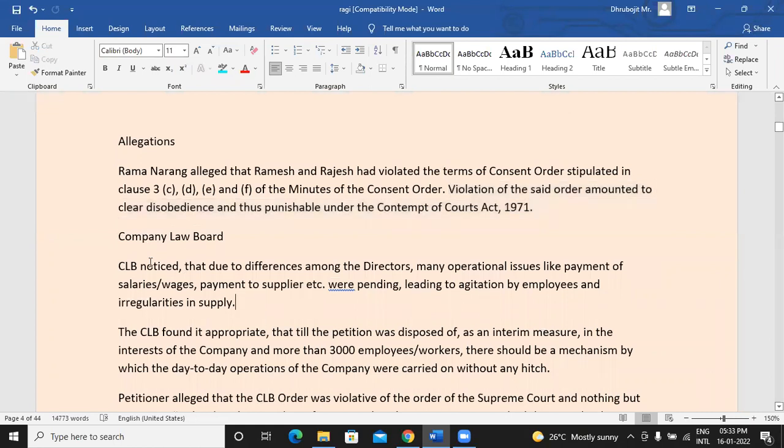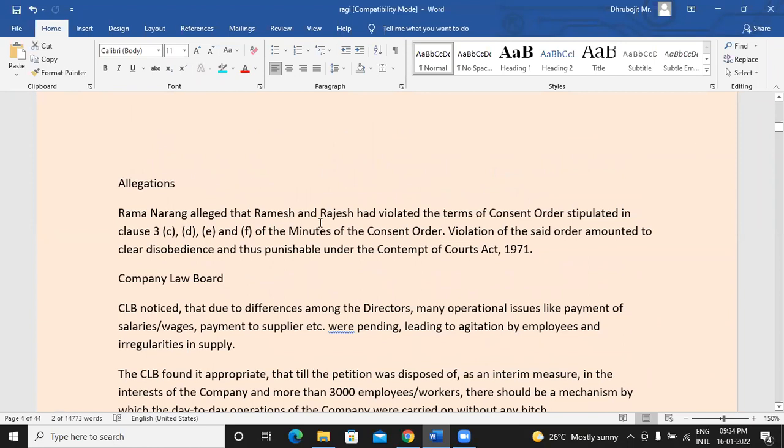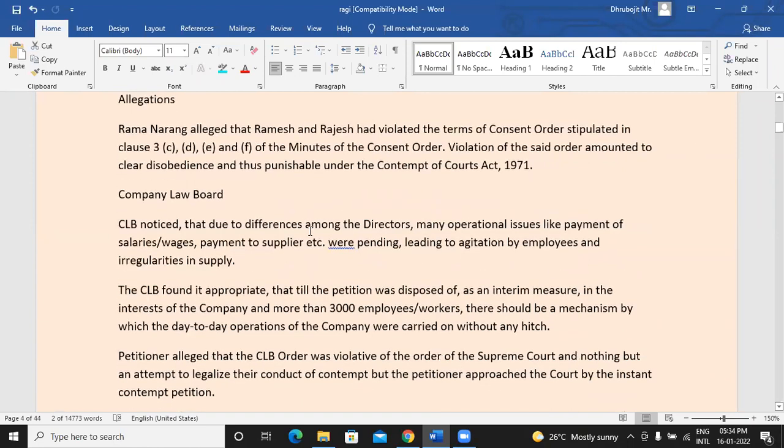But now what happened over here is that there is company law board. Due to differences amongst these directors, many operational issues were there, like they were not able to pay salaries to their employees. Certain payments were also pending to the suppliers. Because of that, all the employees were protesting and things were not going good in the organization. Because even for 10 lakhs rupees, they would need approval of two directors, so payments were not getting cleared. That is why there was a lot of issue inside the company.